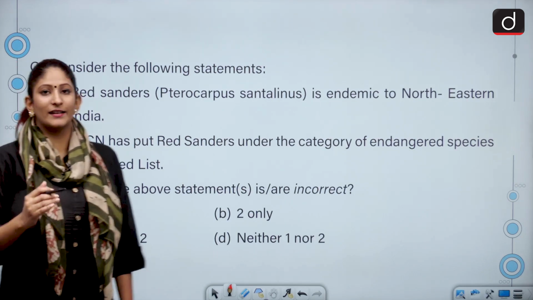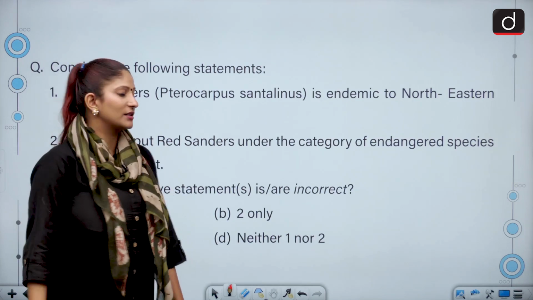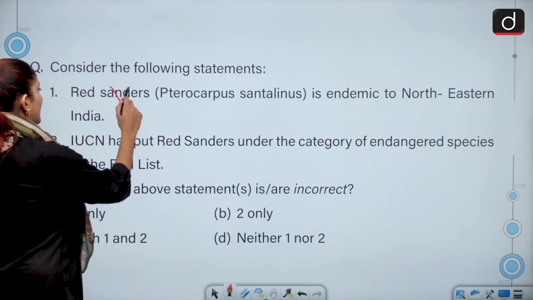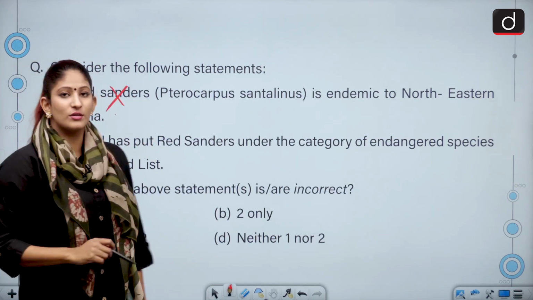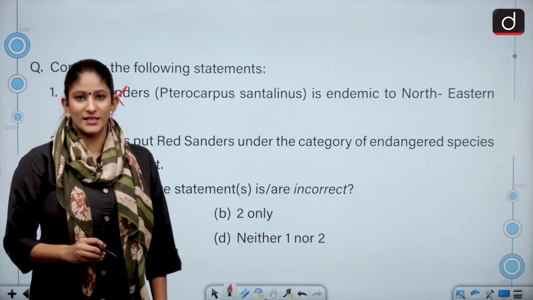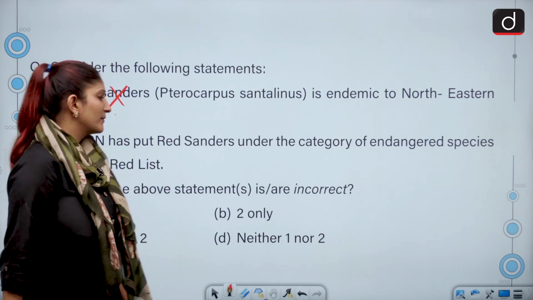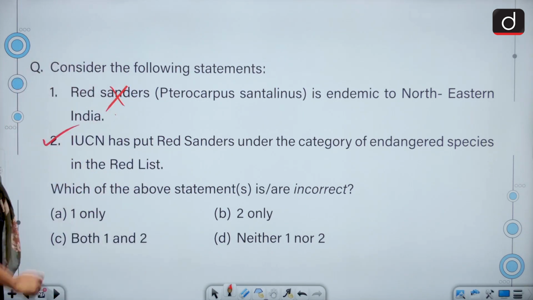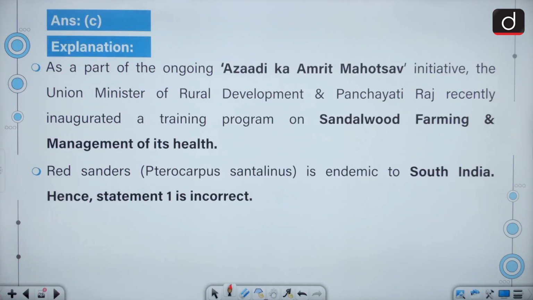First is incorrect because it is endemic to South India and not northeastern India, red sanders. And the second is also incorrect because it is in the category of not endangered but near threatened. None of them are correct. So the correct answer is option C, both 1 and 2.